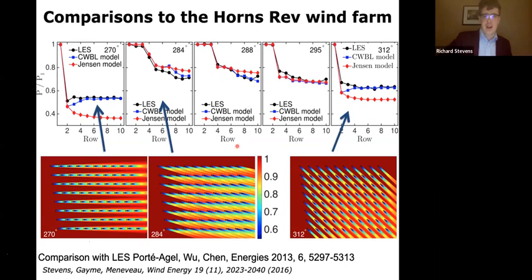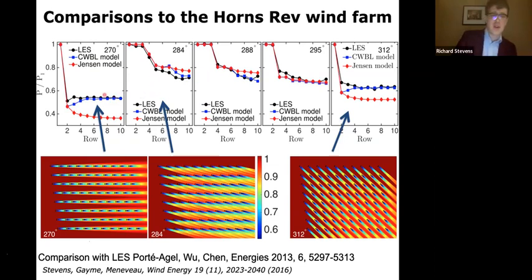And then it also allows you to do this for all wind farm directions. Of course, the wind farm performance strongly depends on the wind direction. Here it's indicated for the Hornsrath wind farm, where this new model is compared to large eddy simulations and two of these models: the Jensen model and this coupled wake boundary layer model, showing that the coupled wake boundary layer model is giving improved predictions for various wind directions.